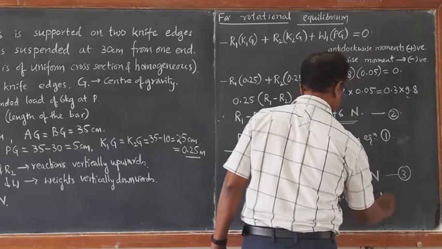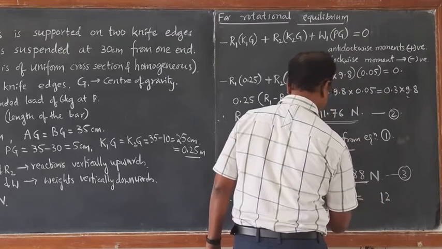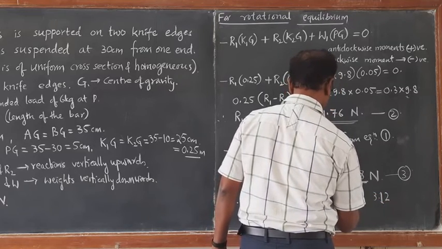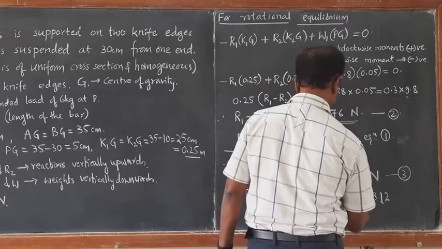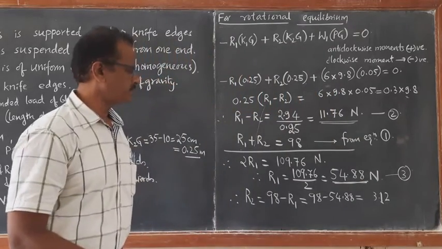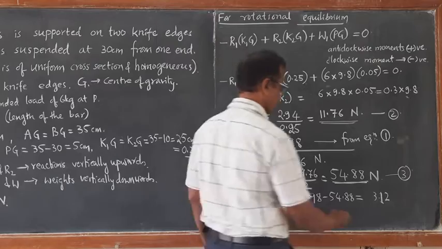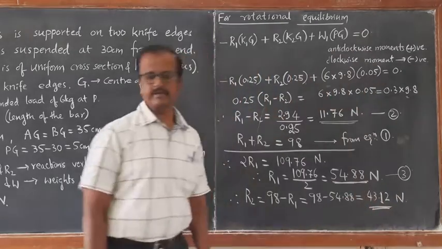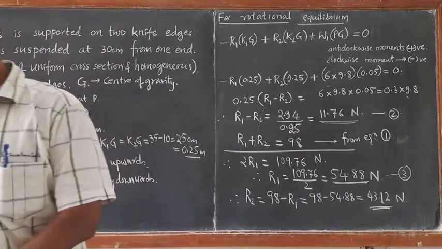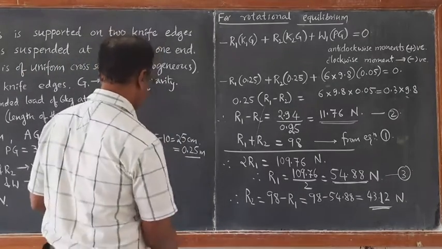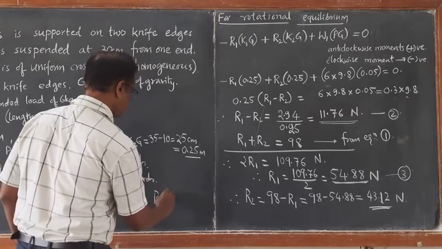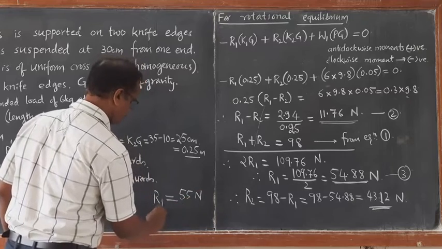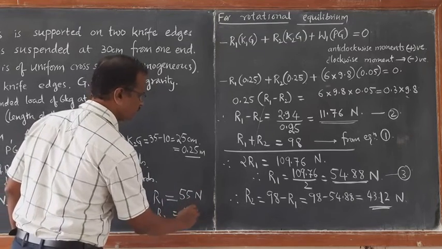8 minus 5, 3, then 9 minus 4, 5, 9 minus 5, 4. So 43.12 Newton. So this is how we calculate the reaction force. So you can write R1 is almost equal to 55 Newton, R2 is almost equal to 43 Newton.